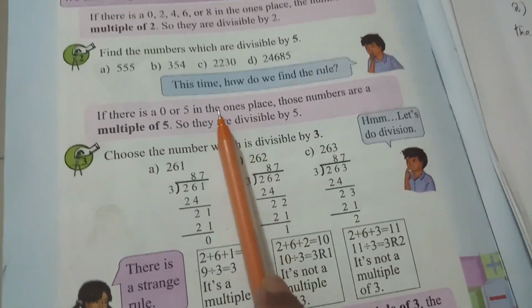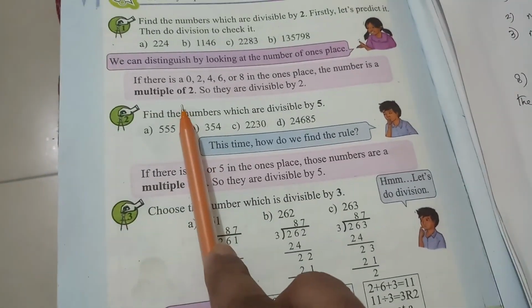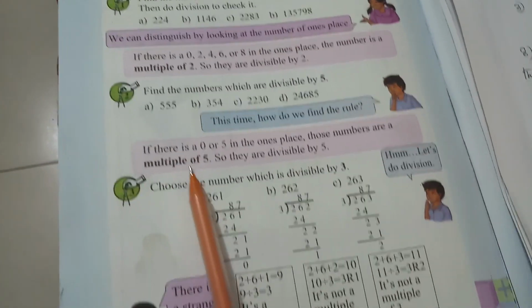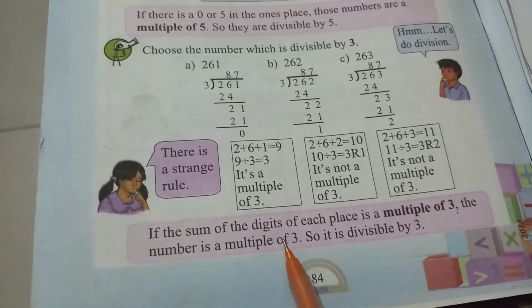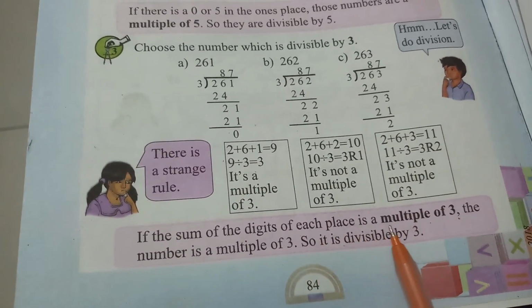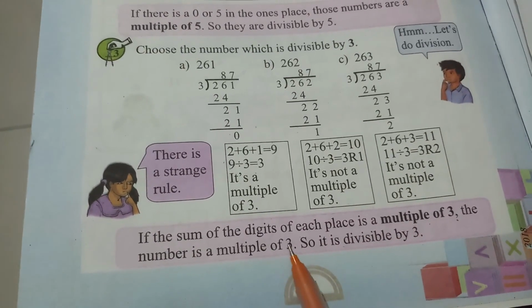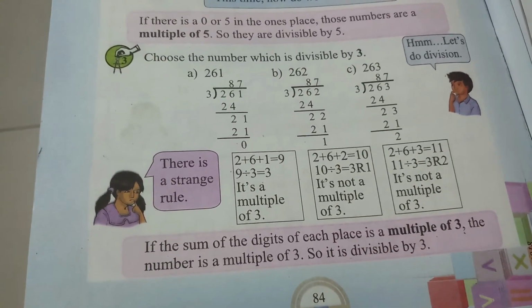Again, multiple of 3. A number is a multiple of 3 if the sum of the digits of each place is a multiple of 3, so it is divisible by 3.